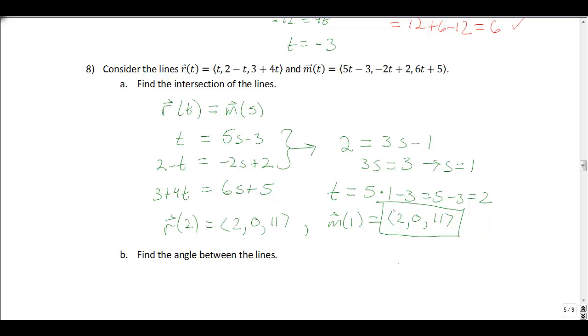Now, in principle, you could just try values of t until you find ones that match. That's generally really tough, so we want a more systematic approach.